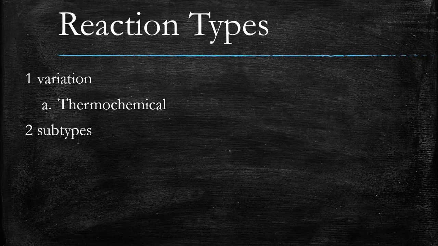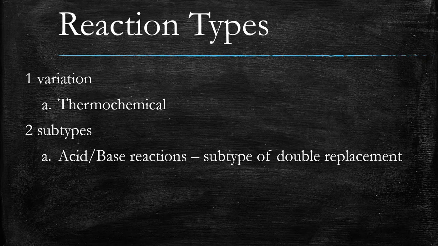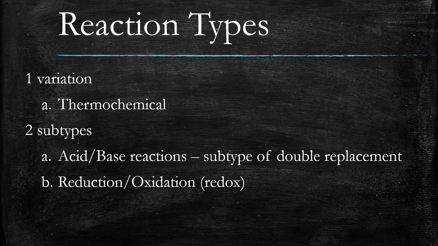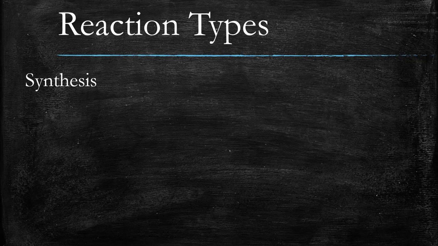there are 2 subtypes. The first is acid-base reactions, which some people call a 6th type of reaction, but really it's a subtype of double replacement, and then reduction, oxidation, or redox reactions, and that's a subtype of several of the other 5. Let's start with a synthesis reaction.